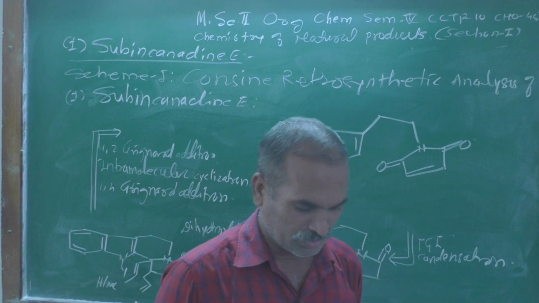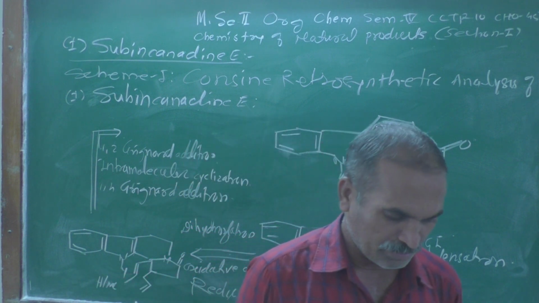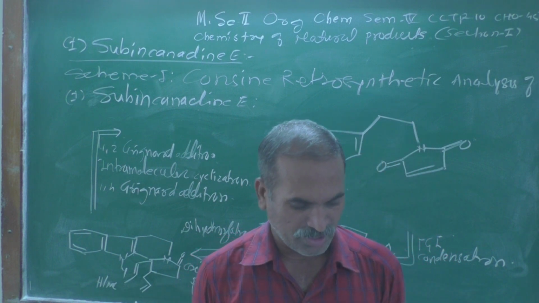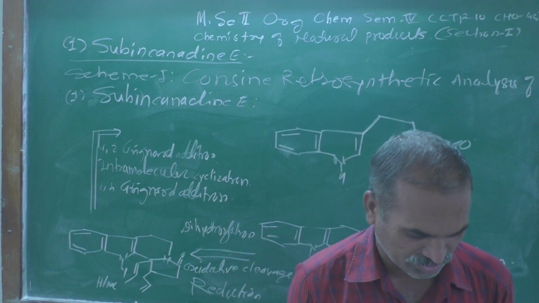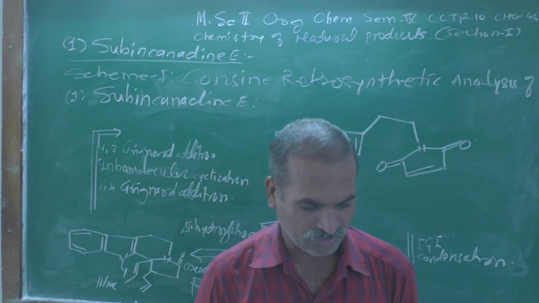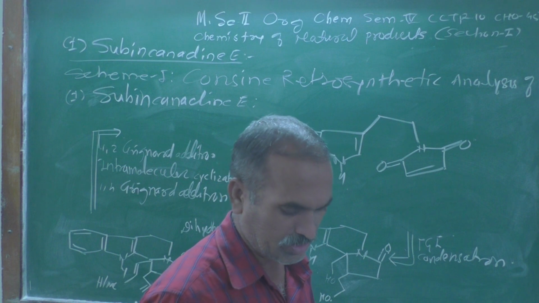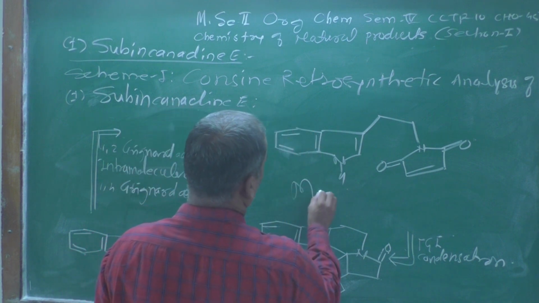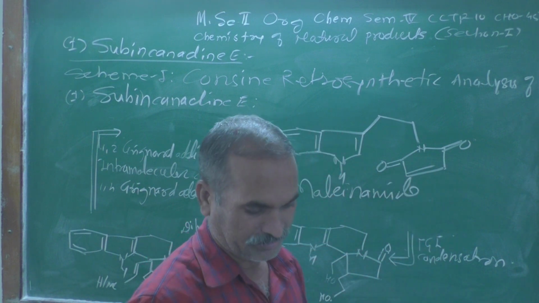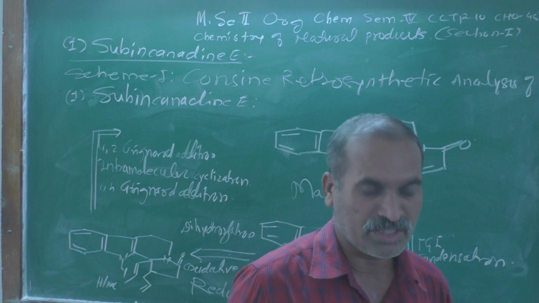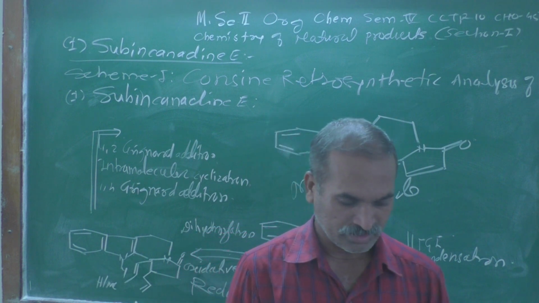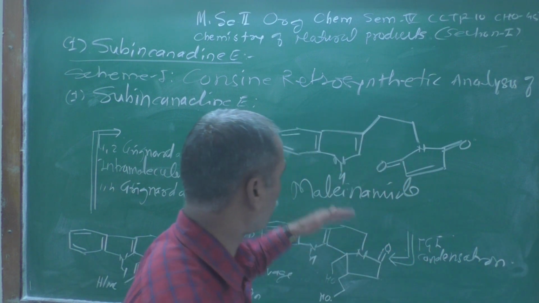So, this is scheme number 2, synthesis of sabine canadine E via Grignard's addition, allylic rearrangement, Pictet-Spengler cyclization, condensation, and ring expansion route. This structure is nothing but a maleimide. This is the structure of maleimide, and by using this starting material or precursor, we can prepare our target molecule.